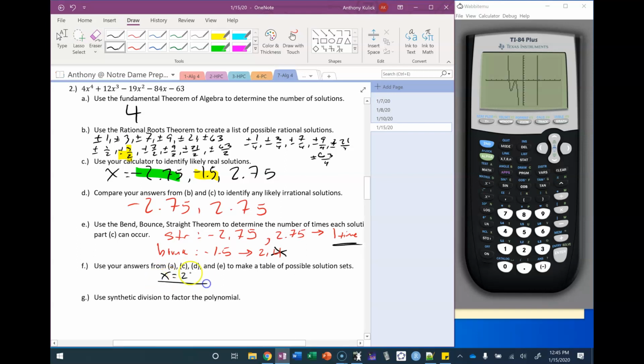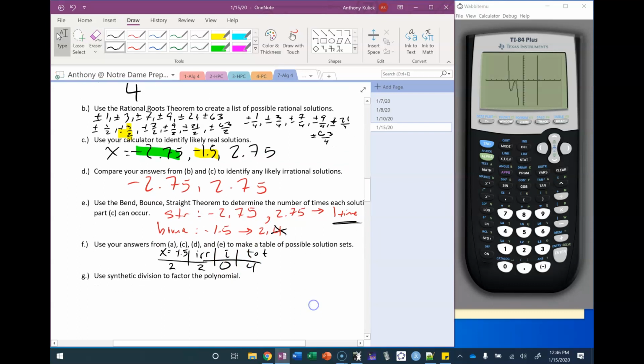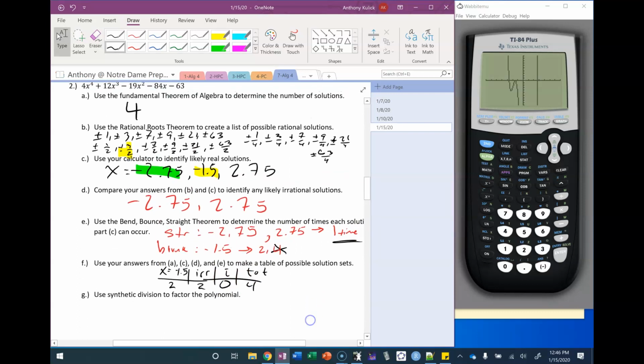So I have x equals 2. I have my irrationals, my imaginaries, and my total. So x equals 2 is going to, or I'm sorry, not 2. I don't know why I wrote 2 down. That's dumb. Negative 1.5 can be used twice. I have 2 irrationals. That gives me the 4 total that I need, leaving me no room for imaginaries. So I can't have an imaginary in this situation either. So the only rational solution I have is this negative 1.5. So I'm going to start with that.